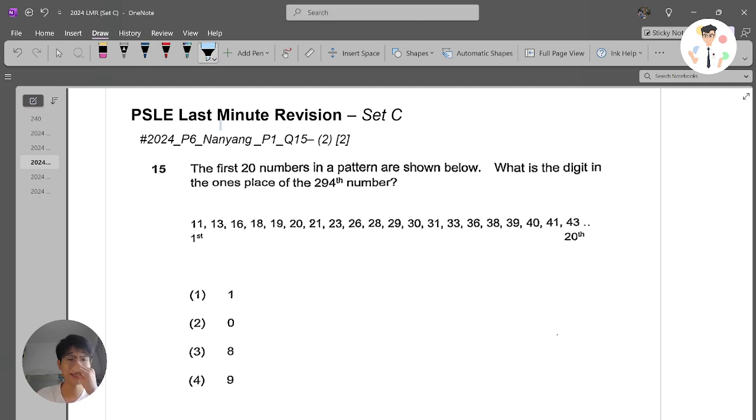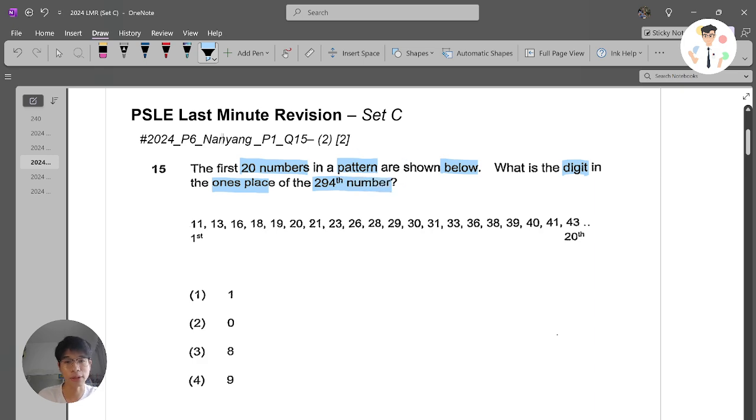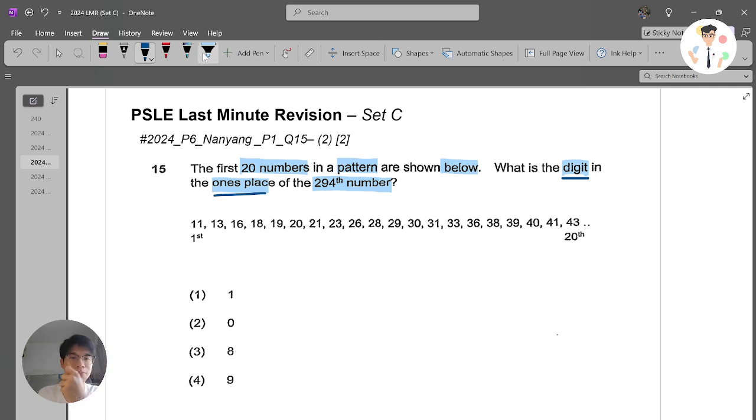So the first question says that the first 20 numbers in a pattern are shown below. What is the digit in the ones place of the 294th number? The keyword here is the digit in the ones place. It means that, for example, 11, 13, 16, these numbers are not that important. What is important is the ones place, which means 1, 3, 6, 8, 9, 0.